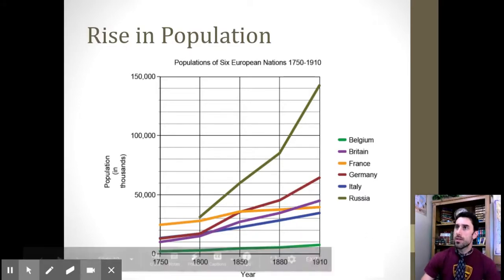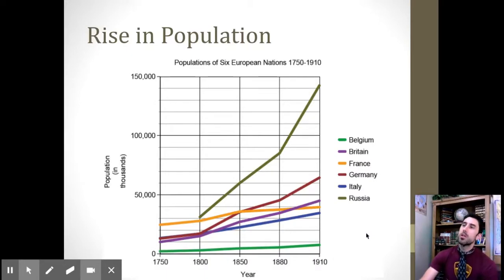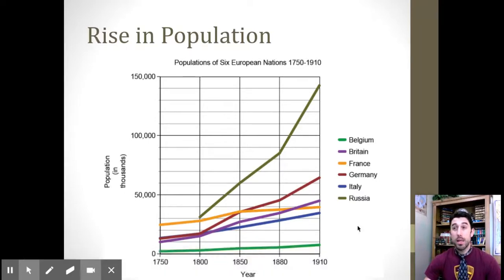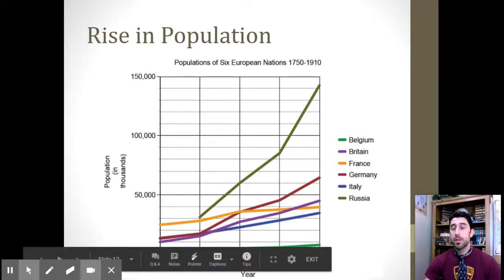So that's why we say this rapid rise in population affects the Industrial Revolution, and is also affected by the Industrial Revolution. And it really turns into an economic, but also a societal revolution.